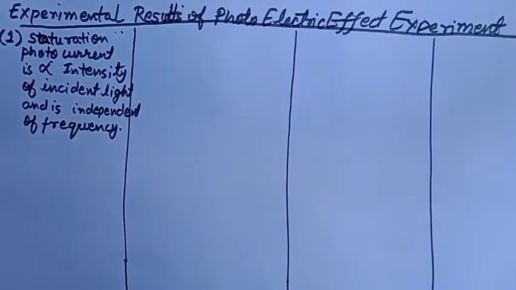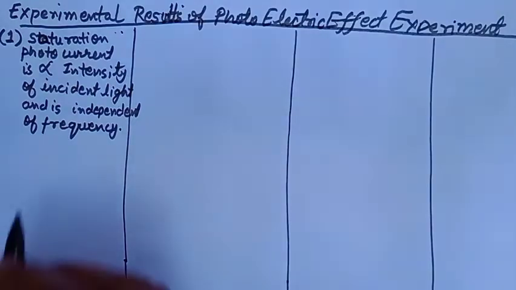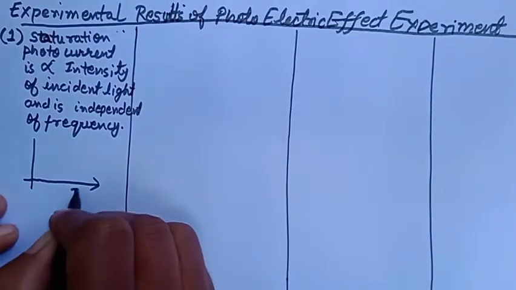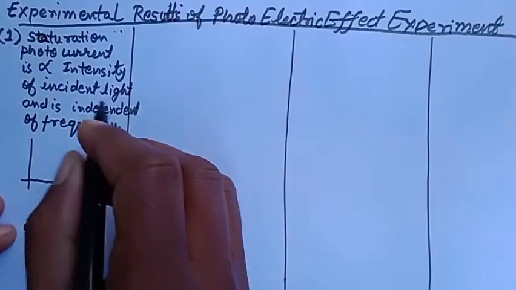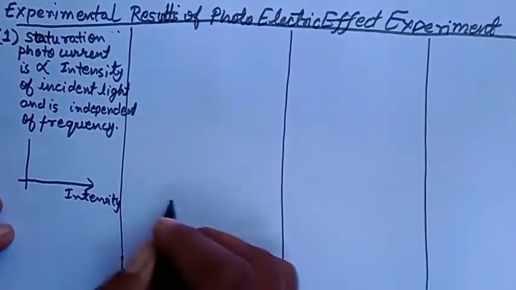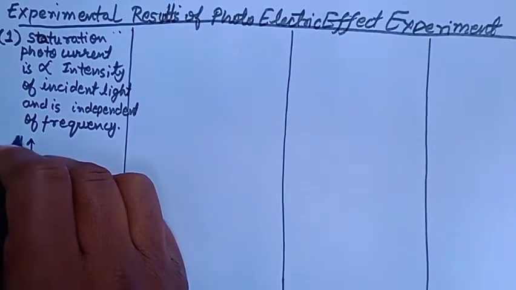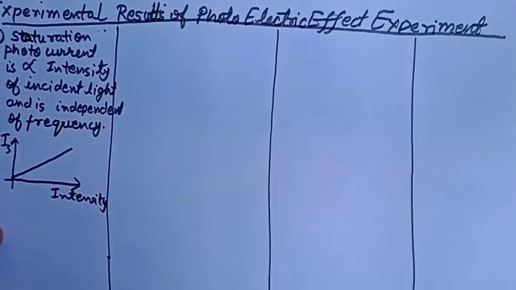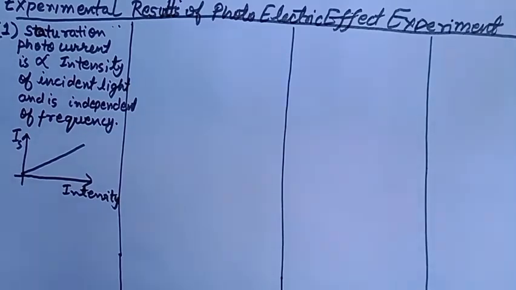So the first experimental result of the photoelectric experiment is that saturation photocurrent is found proportional to intensity of incident light and is independent of frequency. So it was found that if we increase intensity, and of course it is above threshold frequency, then saturation current increases linearly. This is a direct proportion graph.